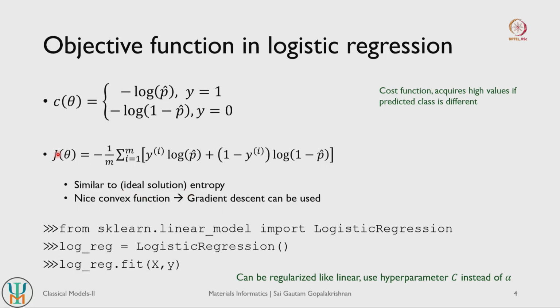So the nice thing about this objective function, which is derived from this cost function here, is that it is a very nice convex function. Just like your root mean square error, for example, which is a very nice convex function for linear regression, this is a very nice convex function, and hence you can simply use gradient descent as your optimization algorithm.